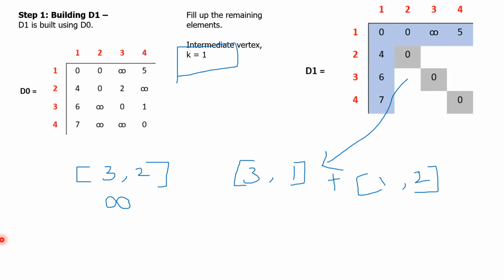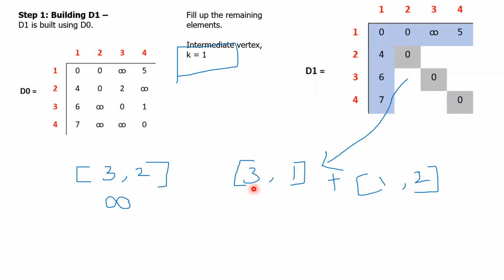I already know that there is some path between 3 and 2 whose distance is infinity. Now I'm considering an intermediate node, which is k equal to 1. The first node, I'm considering it as the intermediate node, and I'm checking whether the path from 3 to 2 via 1 is shortest. It may be shortest. So that is from node 3 to node 2 via node 1. I am trying to check, is there a shorter path?